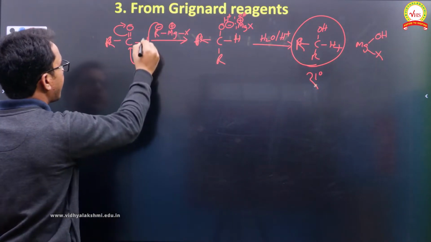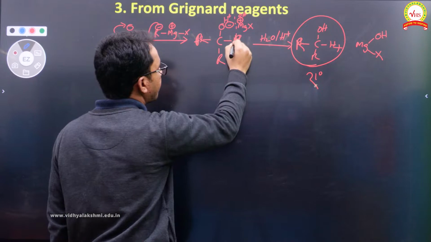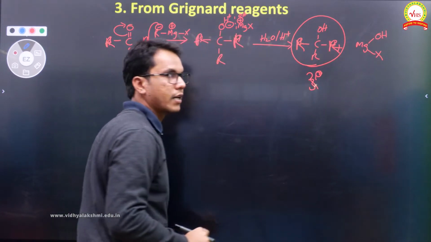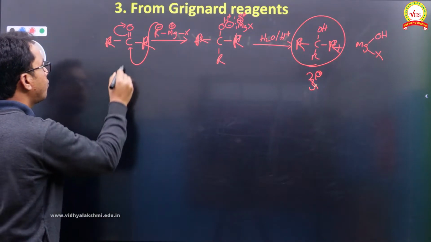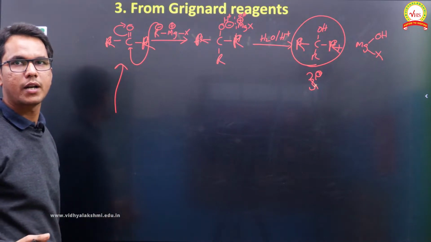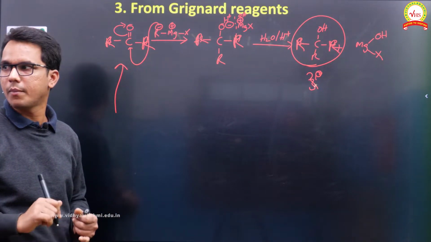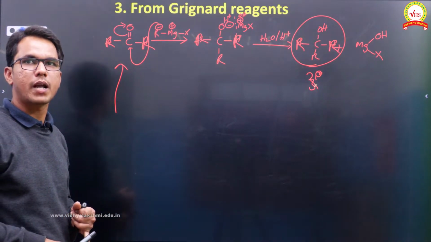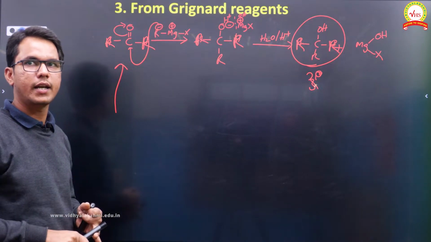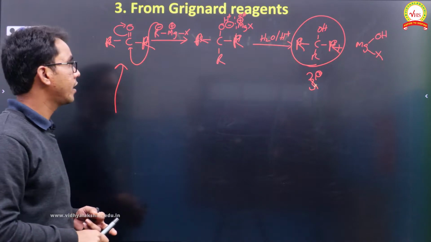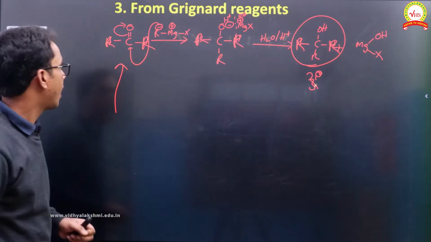Now if you take another R here, another alkyl group will come, by which we can get tertiary alcohols. Which alkyl group we take, which carbonyl group we take, based on that we can get the respective alcohols. If you take formaldehyde, we will get primary alcohols. If you take aldehyde, we will get the secondary alcohol. If you take ketones, it gives tertiary alcohols.